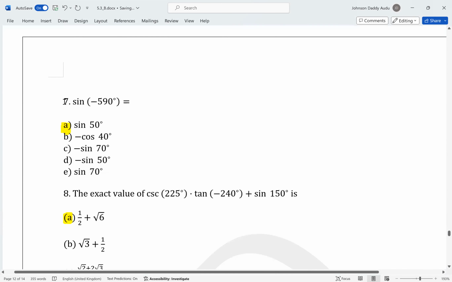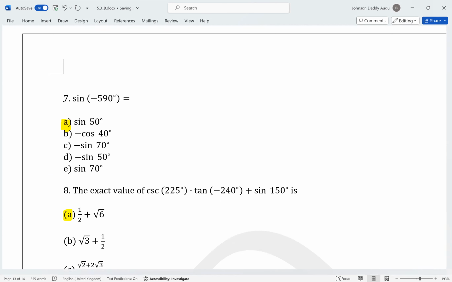Okay, so for this one, number 7, we want to find sine of minus 590. So the same. This we can add by coterminal. This becomes what? We can actually add 720, right? We can add 720 to this one to make it positive. Now, once it's positive, then here we cannot use 360 because minus 590 plus 360 will not give us a positive. But if we use 720, we'll have 130. So this is 130 degrees, right?